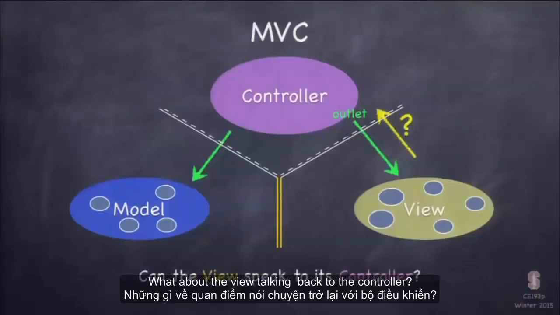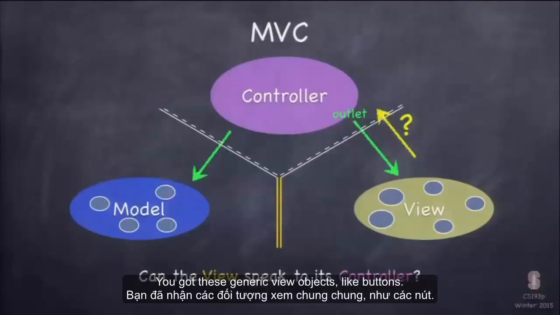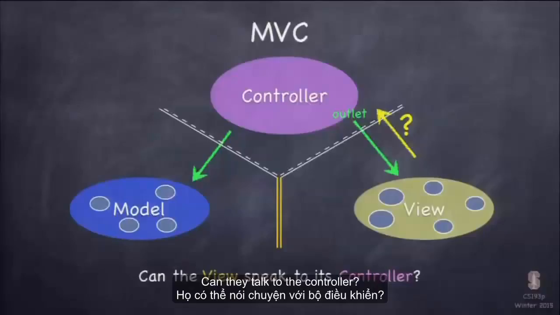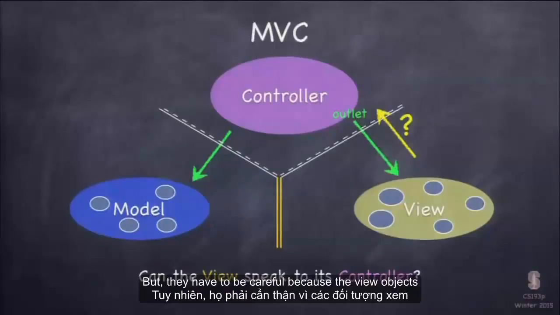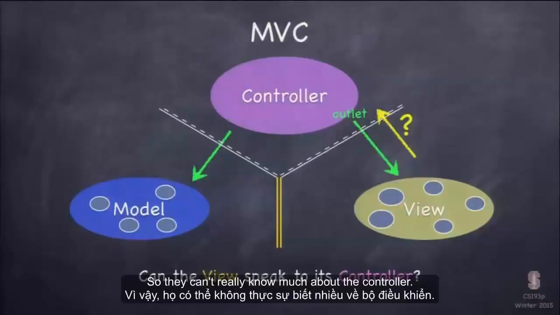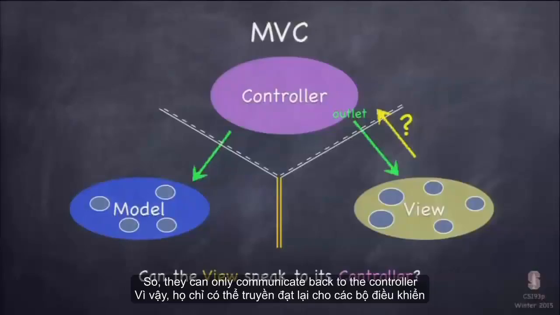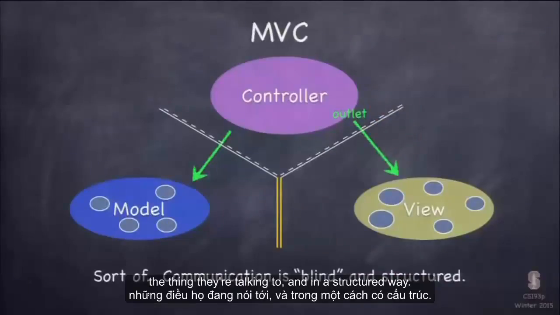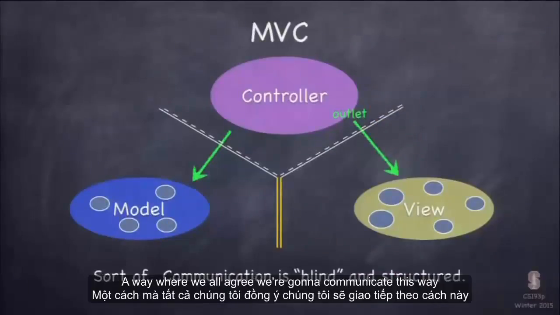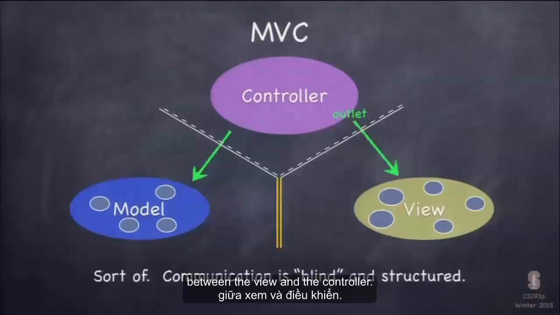What about the view talking back to the controller? You got these generic view objects like buttons. Can they talk to the controller? Well, yes, they can, but they have to be careful because the view objects are generic. So they can't really know much about the controller. So they can only communicate back to the controller in a blind way, where they don't know the class of the thing they're talking to, and in a structured way, a way where we all agree we're going to communicate this way. Between the view and the controller.